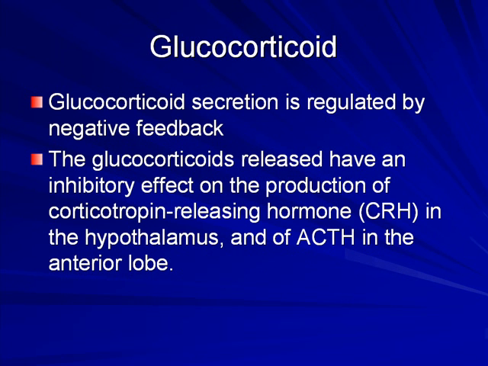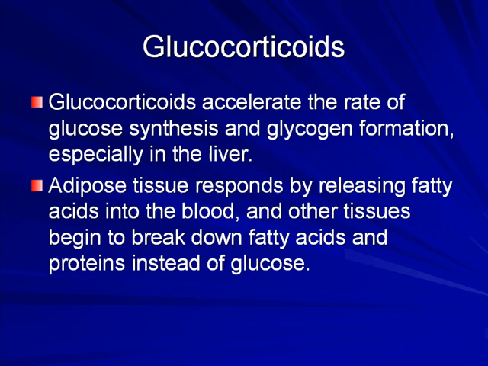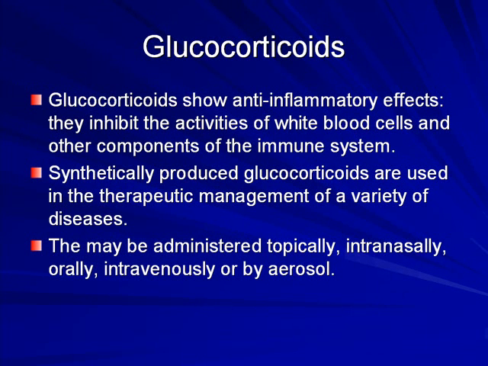Glucocorticoid secretion is regulated by a negative feedback mechanism, as we've discussed before. Now, glucocorticoids accelerate the rate of glucose synthesis and glycogen formation, especially in the liver. We see the adipose tissue is also involved, and responds by releasing fatty acids into the blood and other tissue, and it begins to break down fatty acids and protein for glucose.